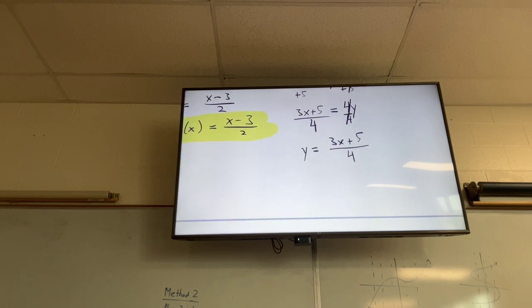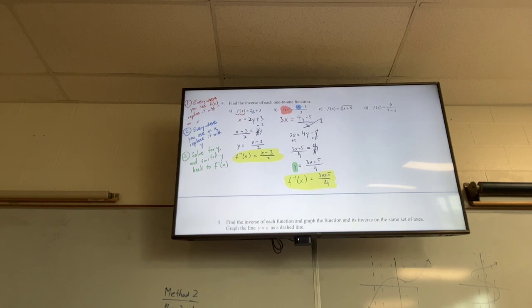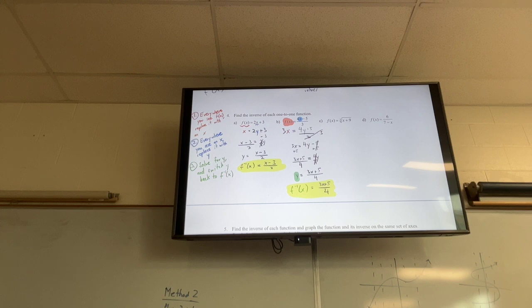And then the last step, instead of writing y in my answer, I'm going to write f inverse, f to the negative 1 of x equals 3x plus 5 all over 4. How are we feeling about that? Can I move on to C yet or no? No? Okay. I will not. Alright, sounds good.